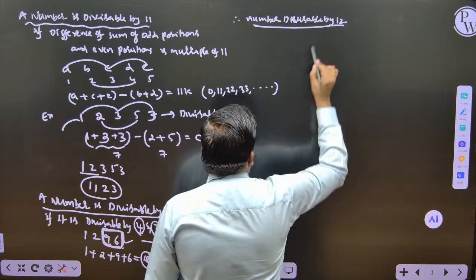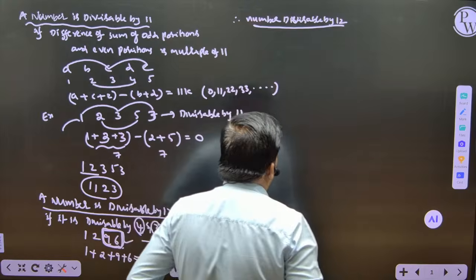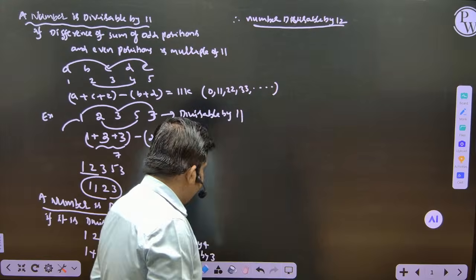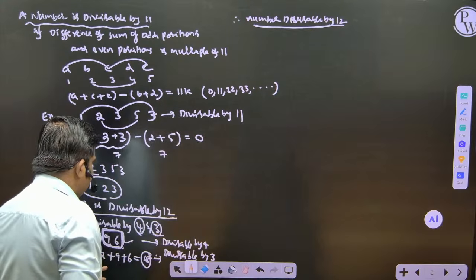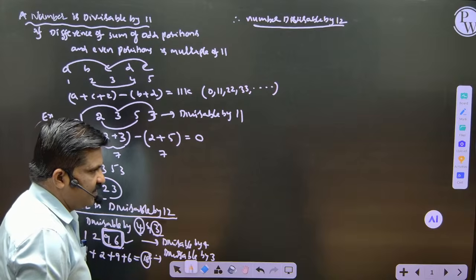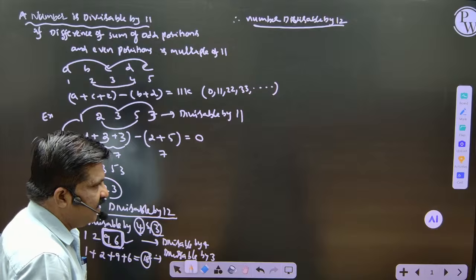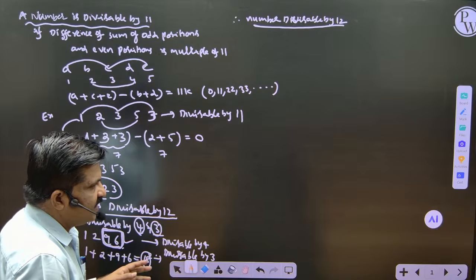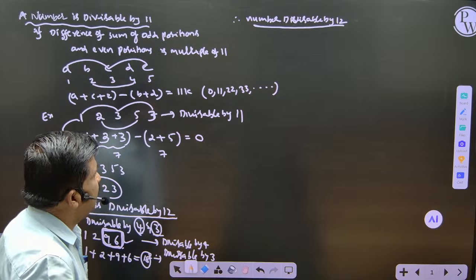So if you want to check if a number is divisible by 12, it should be divisible by 3 and 4 simultaneously. What does it mean? It must satisfy the rules of 3 and the rules of 4.